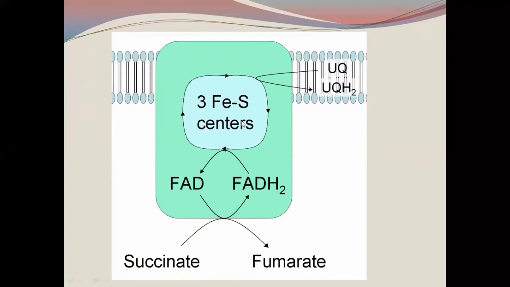Okay, in complex 1 there were also iron sulfur centers, but the structural component was the flavin mononucleotide, and that was reduced to FMNH2. But in this case, in complex 2, there is FAD, flavin adenine dinucleotide, right? So this flavin adenine dinucleotide is reduced to FADH2.